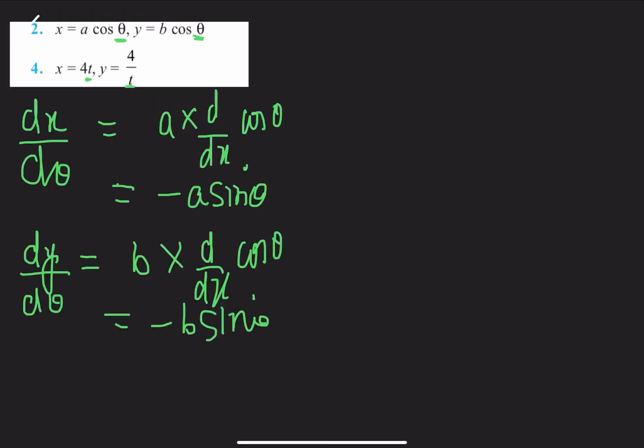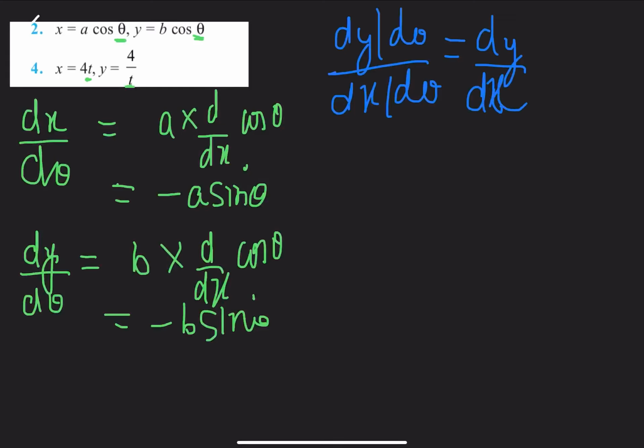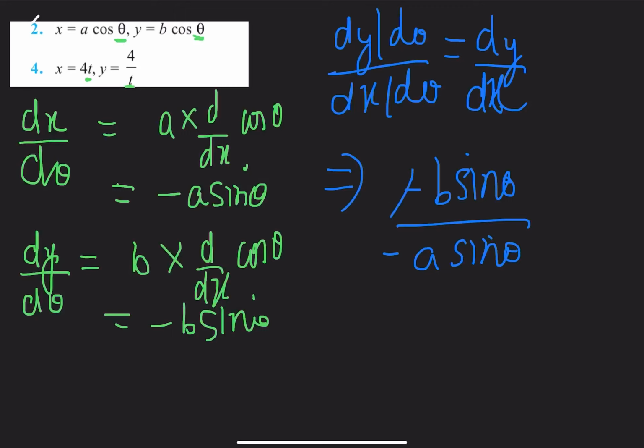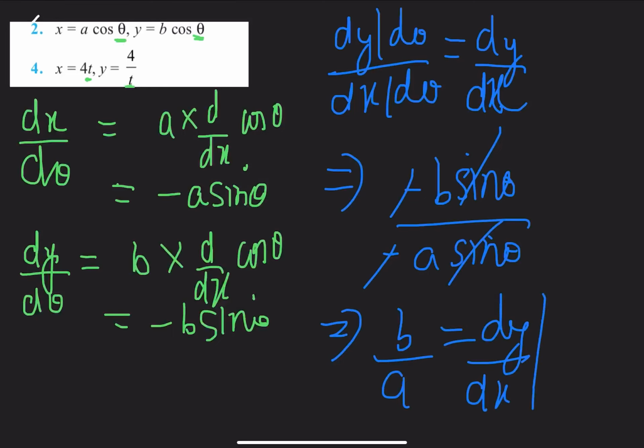Now do the same procedure for dy by dx. Dy by d theta divided by dx by d theta is equal to your dy by dx. Write the formula. It would help you to remember it. This is the main formula. So this becomes minus b sin theta divided by minus a sin theta. Minus minus cancel, sin theta gets cancelled, and this turns out to be b by a, which is your dy by dx. That's your answer for the second part of the question.